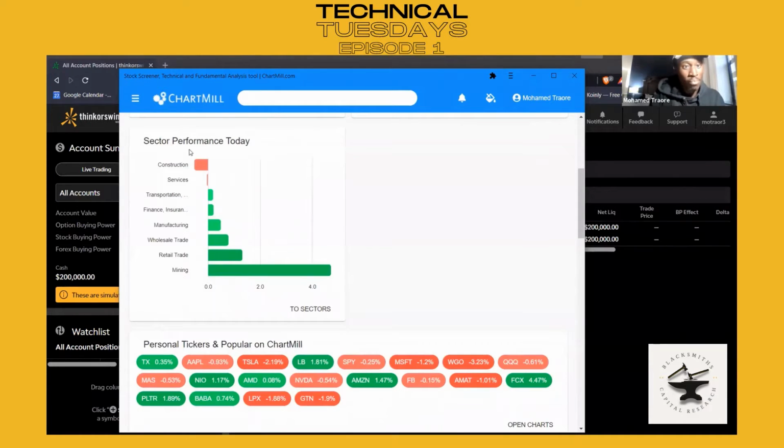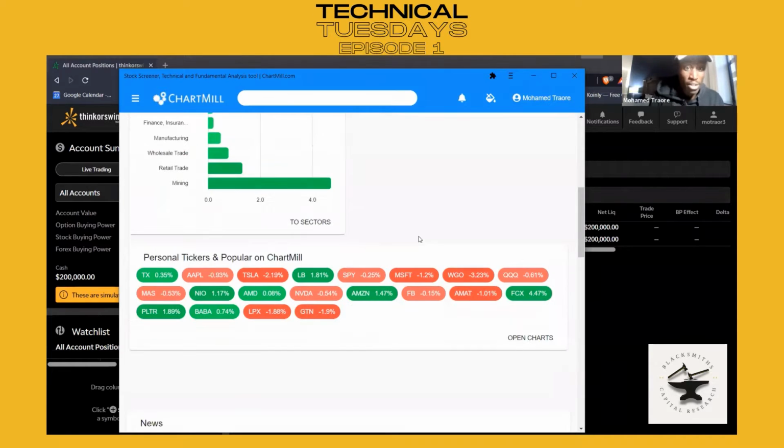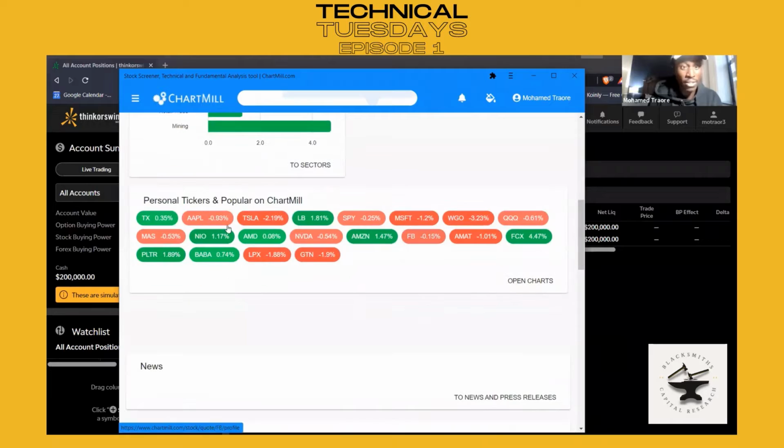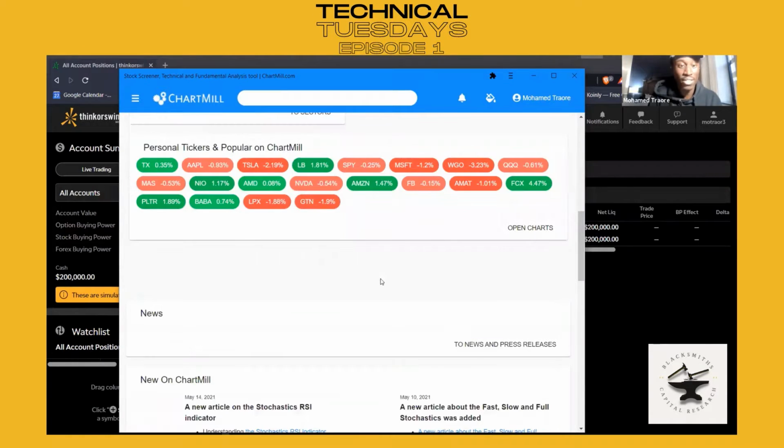So here's all the sector performance today. This was from May 17th at close, all the sectors that advanced and declined. You saw the biggest advances in mining, retail trade stocks, wholesale trade stocks, manufacturing, financials, transportation. Those are the biggest ones. The most popular tickers on Chartmill are another thing you can use to give you some ideas of stocks to look into.